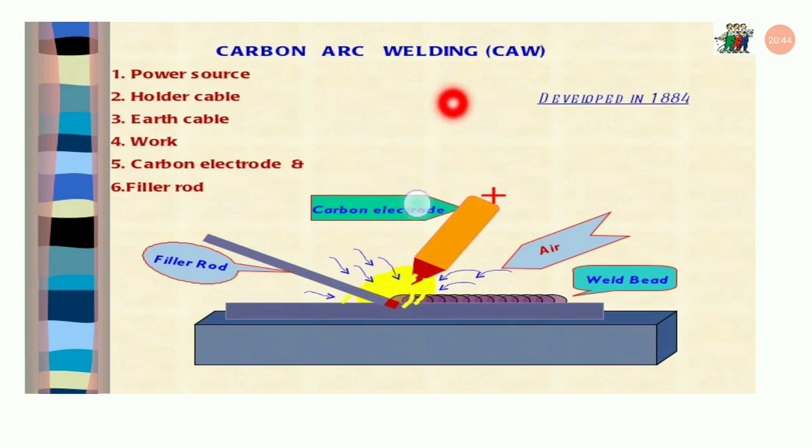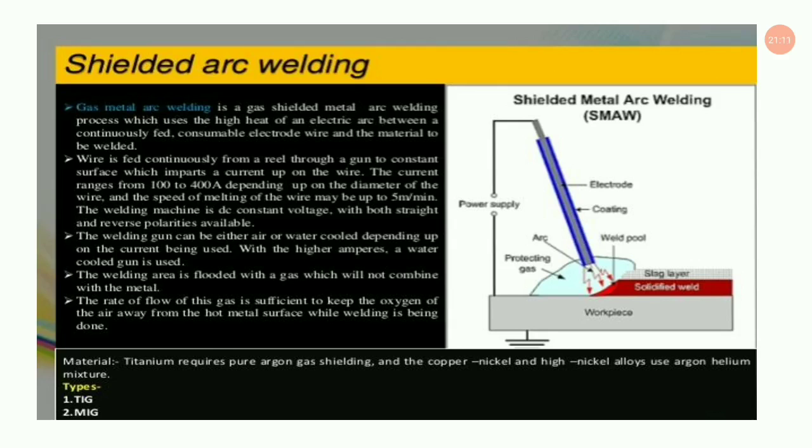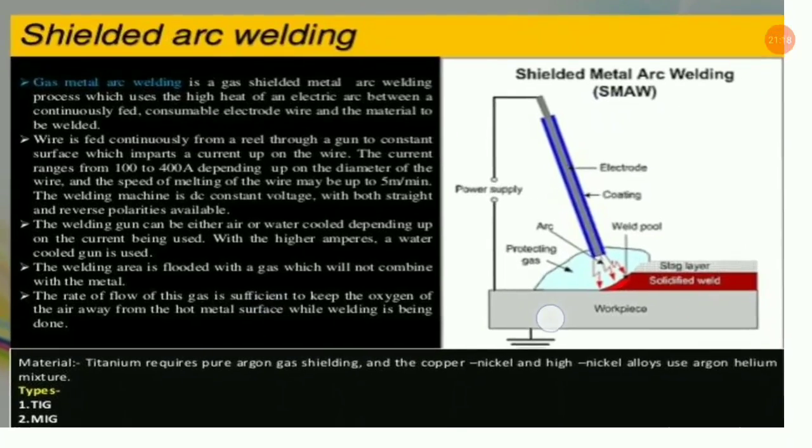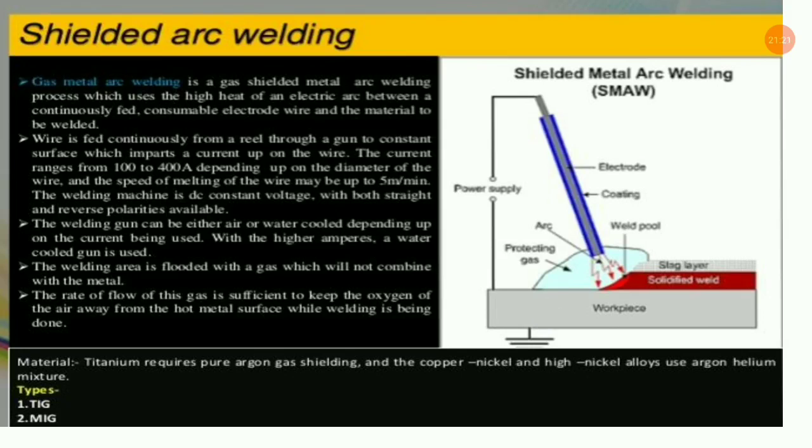Now next one is carbon arc welding. Here you will find the carbon arc is most similar to electric arc welding, just the electrode is of carbon, and the filler rod is provided here, where the weld bead is, you can see over here. This was developed in 1884. Next is shielded metal arc welding. This is more or less similar to the normal arc welding process, as I already discussed with you. You can take a screenshot if you want to have some notes on the shielded metal arc welding process.